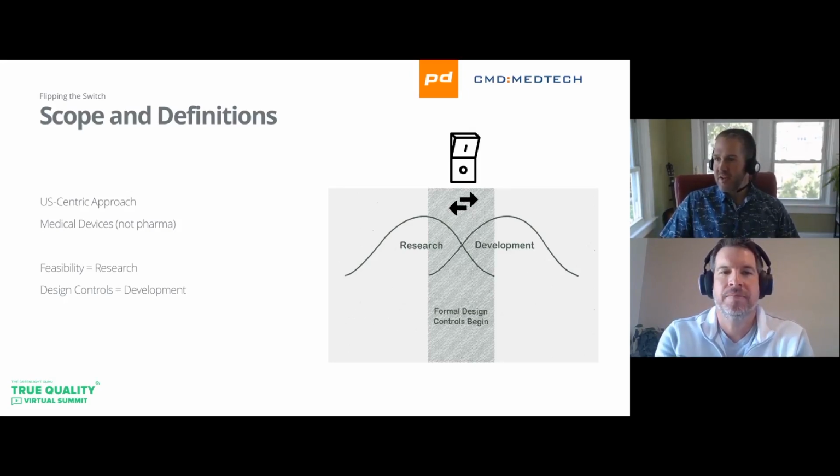So this graphic on the right is really this area that we're talking about. Is really the overlap between feasibility and design controls. And in my experience, this is really the space where a lot of companies have trouble understanding what it means to be in research versus what it means to be in development. And how do we effectively manage those risks that pop up in this phase of the project? So let's dig right in.